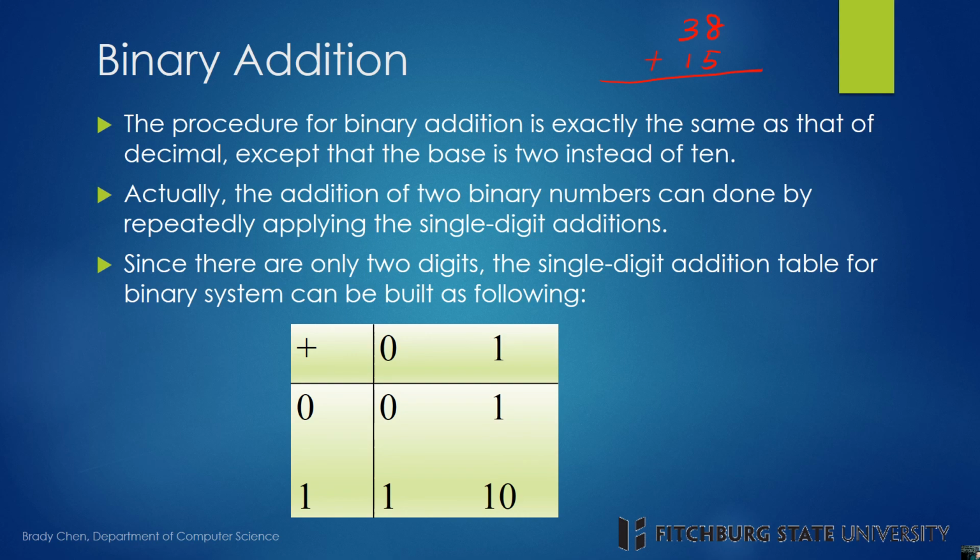So we can actually add these two numbers by repeatedly applying single-digit addition. We first start with the single digits in the ones position. So we add 8 and 5. So this is actually 13, right? It's 13. So in the ones position, it's 3.